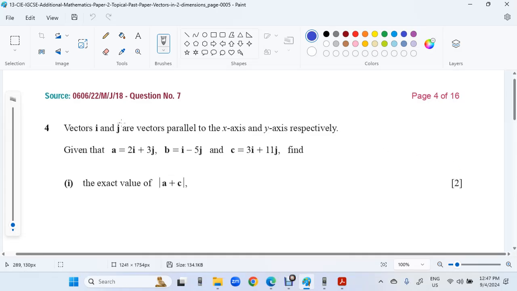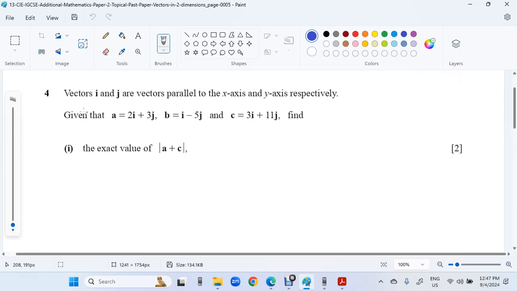Question number 4. Vectors i and j are vectors parallel to the x-axis and y-axis respectively. A is this, B is this, C is this. Find the exact value of the magnitude of A plus C. So A plus C: (2, 3) plus (3, 11), so we have (5, 14).